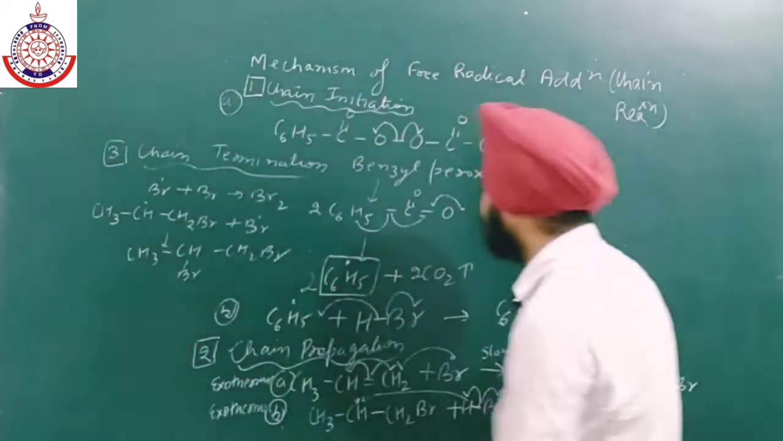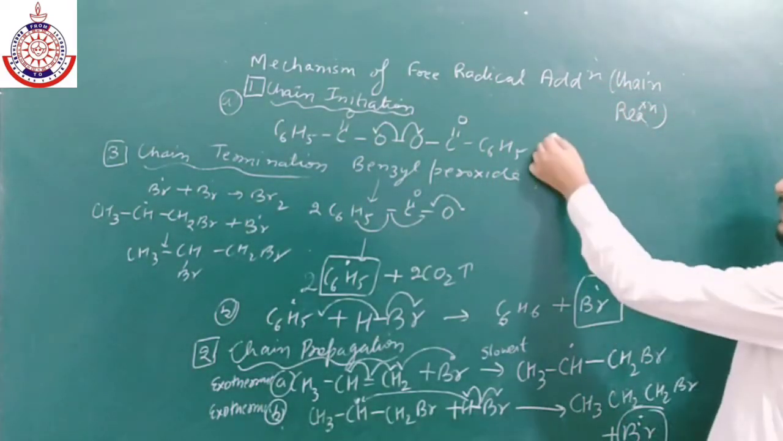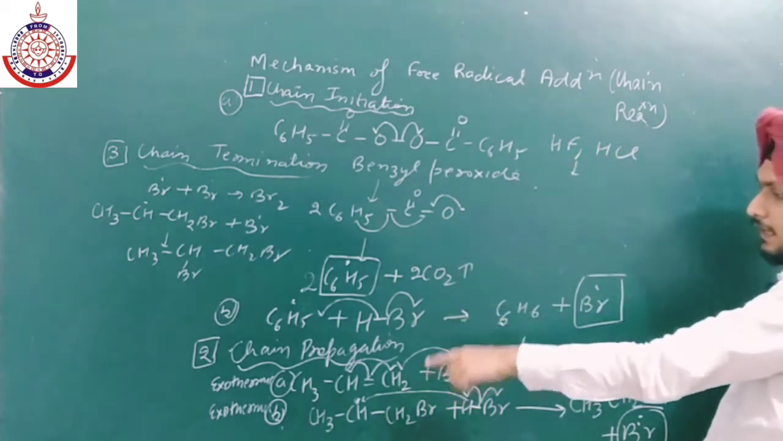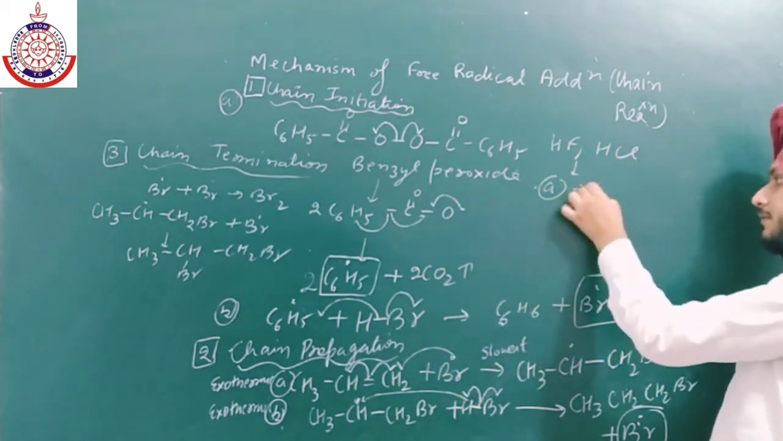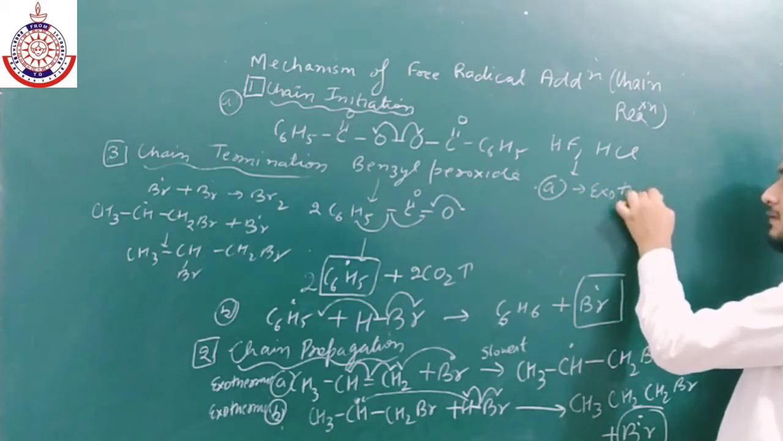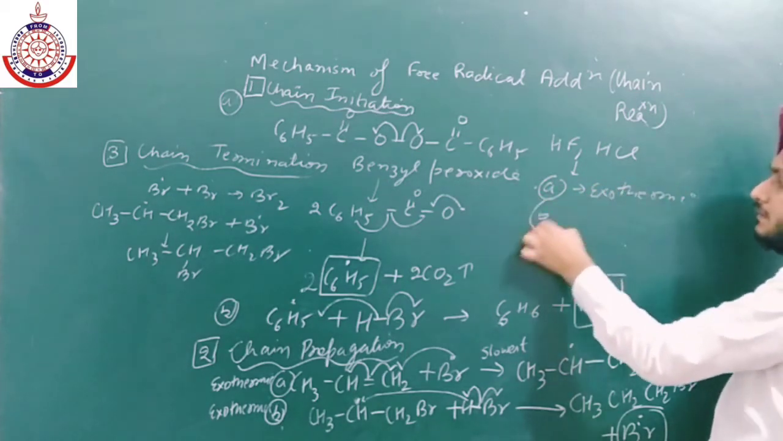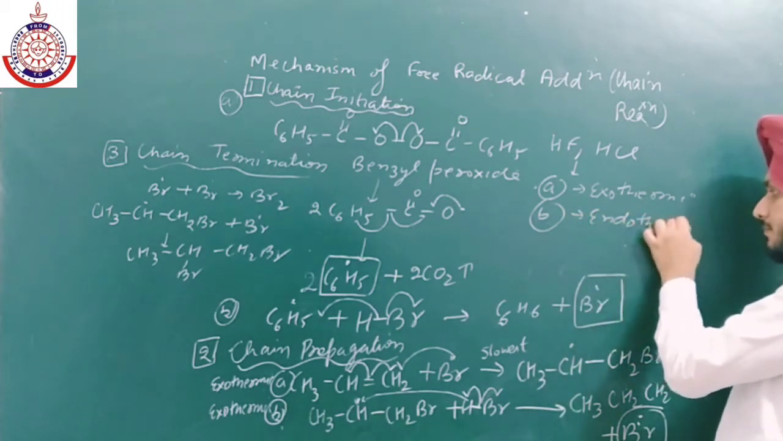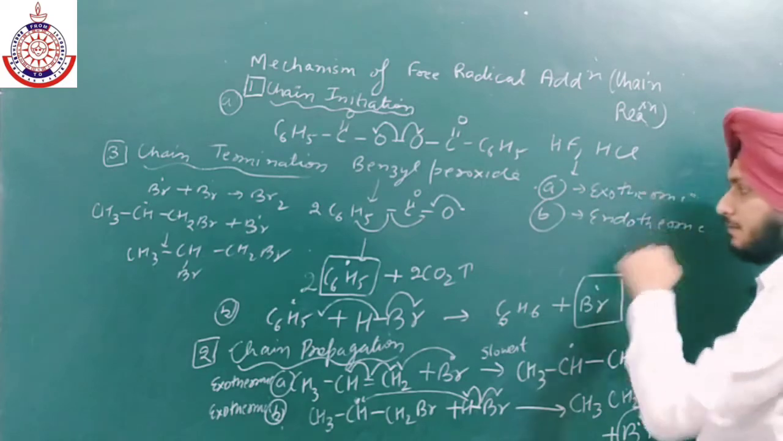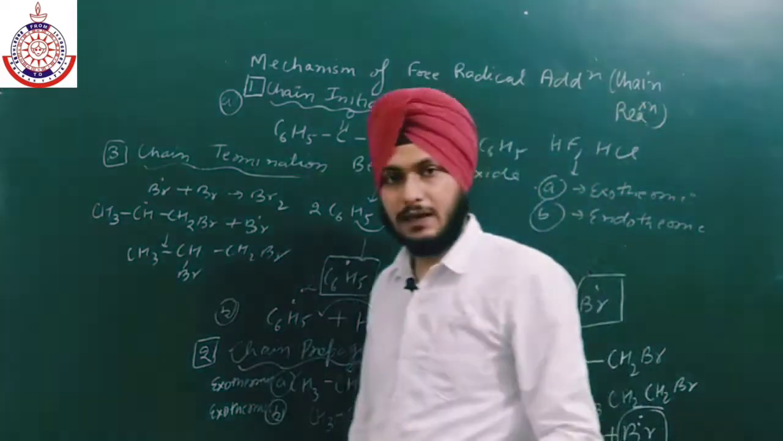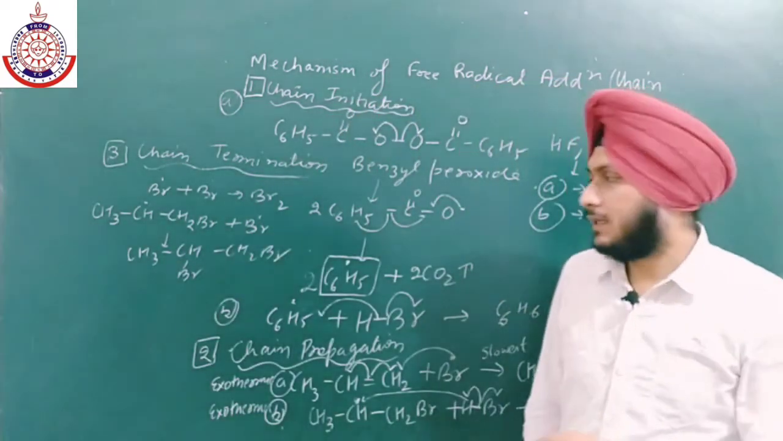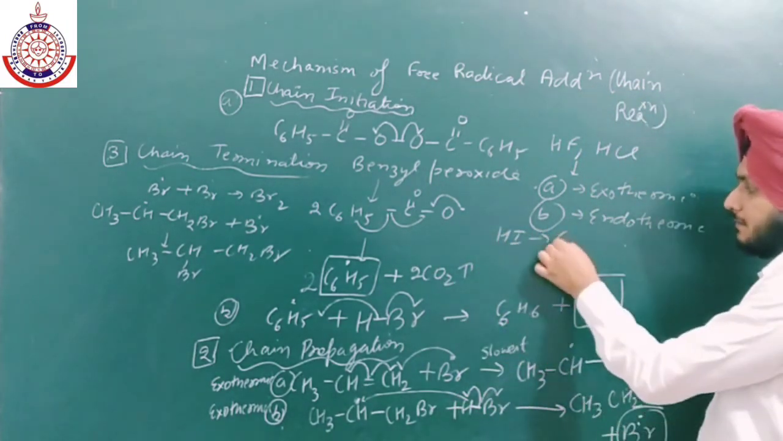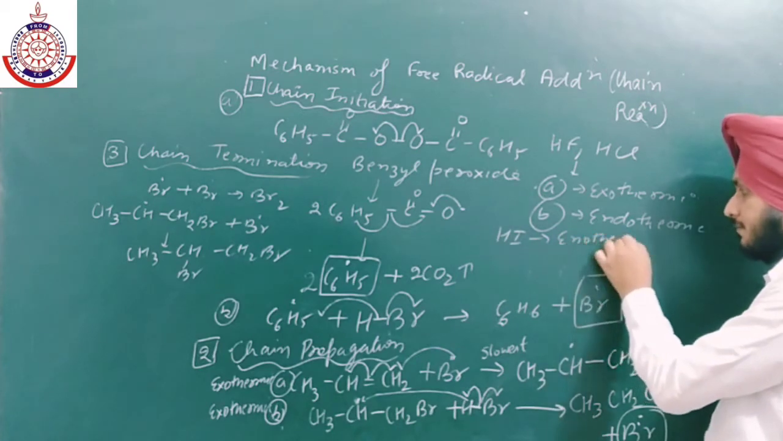And in case of HF and HCl, the first step is exothermic, heat is released in this particular step, but the second step, in case of HF and HCl, is endothermic. And in case of HI, the first step is endothermic, the A step.